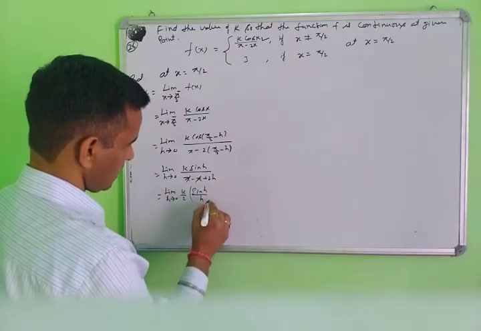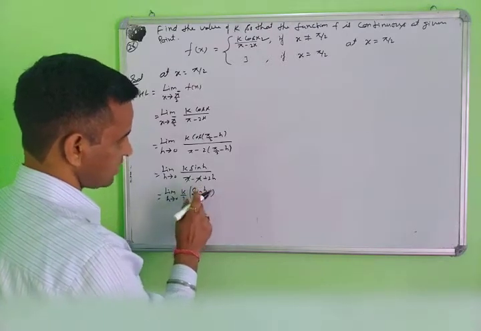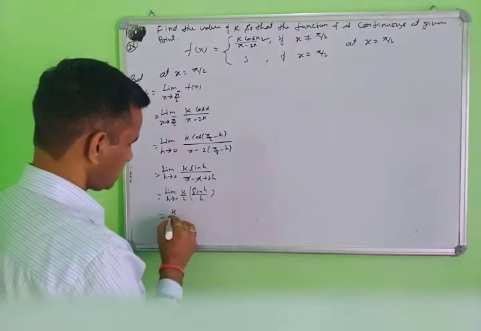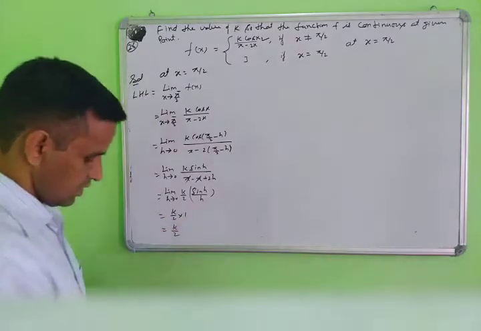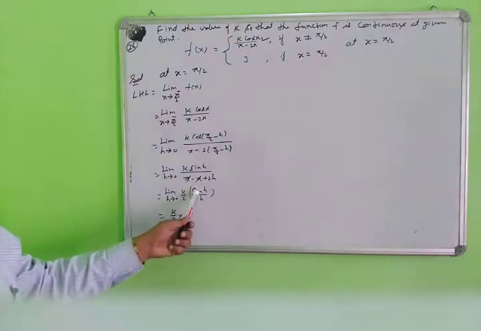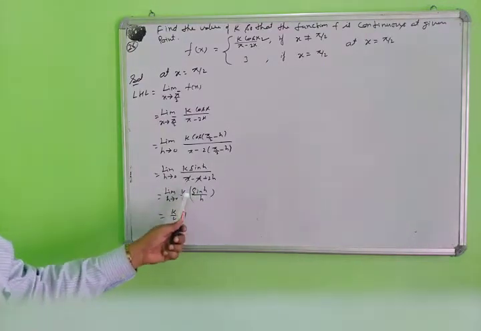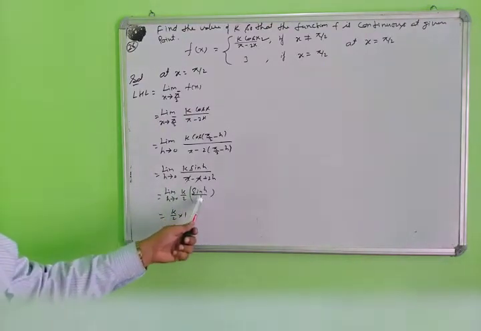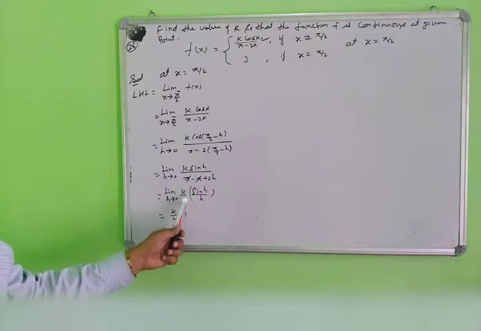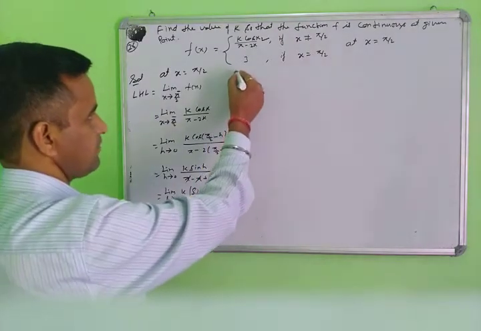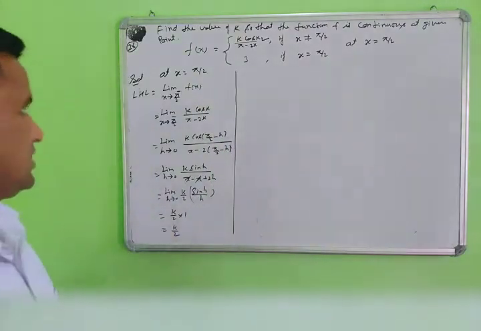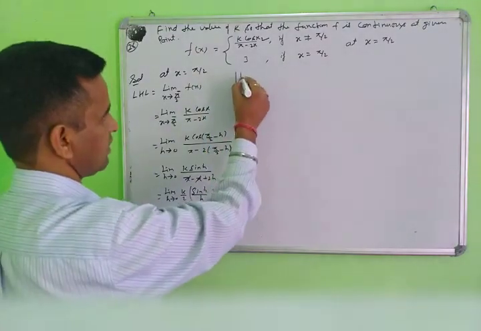Sin h upon h. The value of sin theta upon theta is equal to 1. So k upon 2 equal to 1, answer k upon 2. According to the property of sin theta upon theta, when the limit tends to 0, sin theta upon theta equals 1, so k upon 2 into 1 equals k upon 2. This is the value of the LHL. Similarly, find the RHL here.